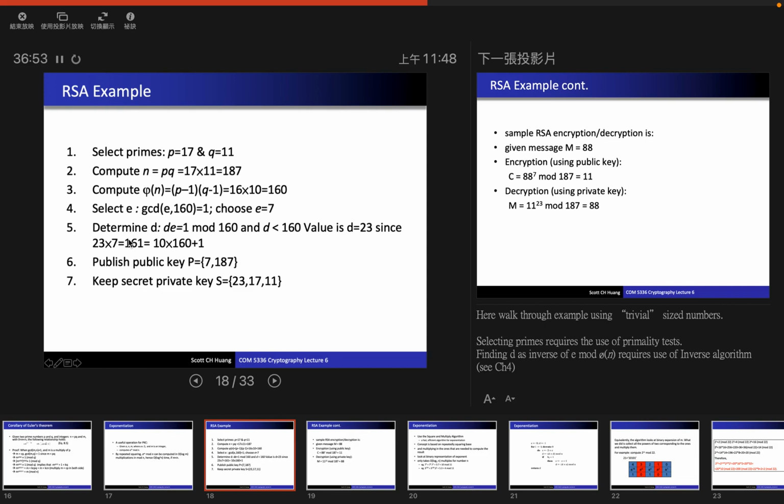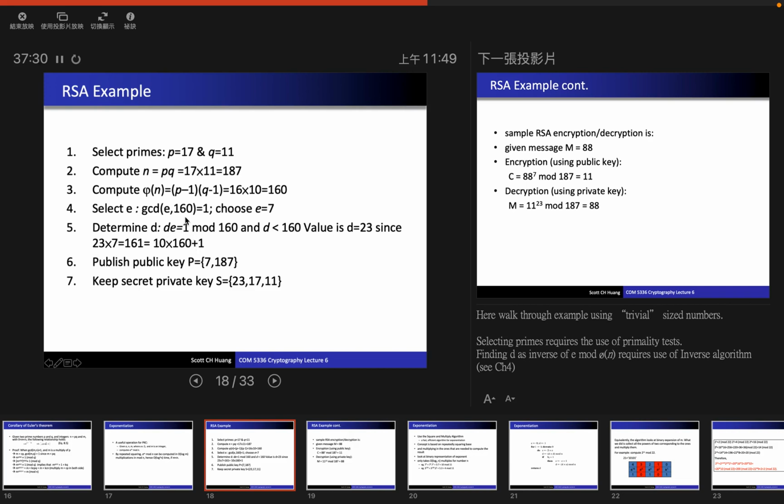In practice, we can select E so that E is small, because E is for other people, for anybody to encrypt. So usually you choose a small number, so then it will be efficient, right? Because anybody sends you some encrypted message, the calculation will be fast because the encryption key is small. So E can be really small. In this case, we choose E equal to 7. And then we determine this, right? We calculate its multiplicative inverse.